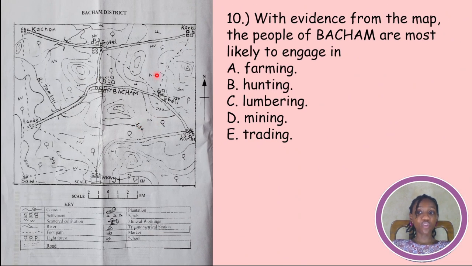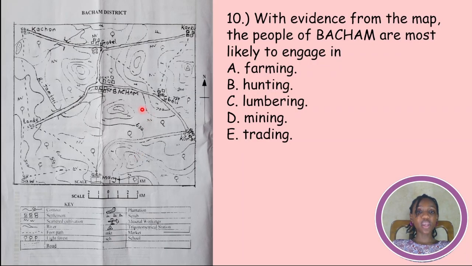Around Bacham, as you previously spotted, we could see some symbols, this circle here. And from our key, we can see that these circle symbols mean a light forest. That's just one here. Then, if we look a bit further, we can see some lines here. From our key, they mean scrubs.